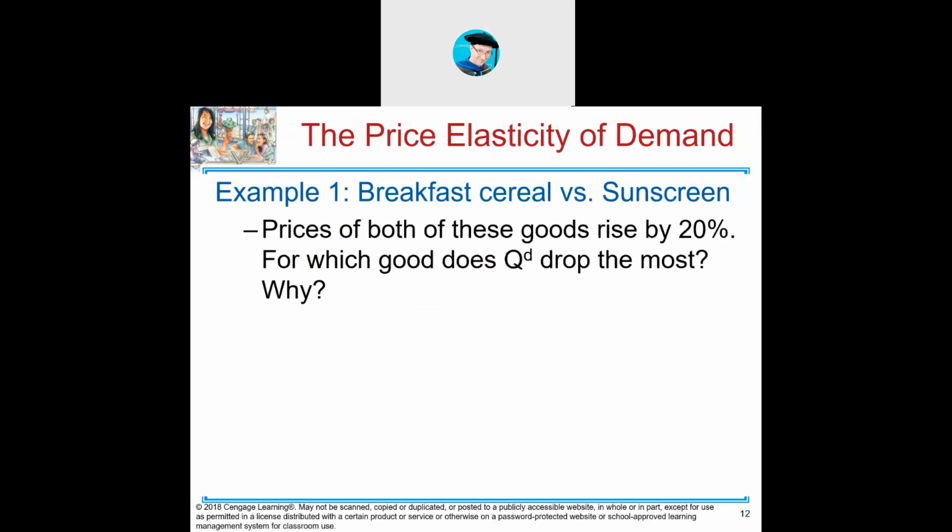So let's take a look at this example. Two very different products. Again, the concept behind comparing two different products is to determine the price elasticity on an economic scale. So we've got sunscreen and breakfast cereal. Two very obviously, hopefully that's obvious, very different products. The price of both of these goods rises by 20%. Which good does the quantity drop the most? Good question.